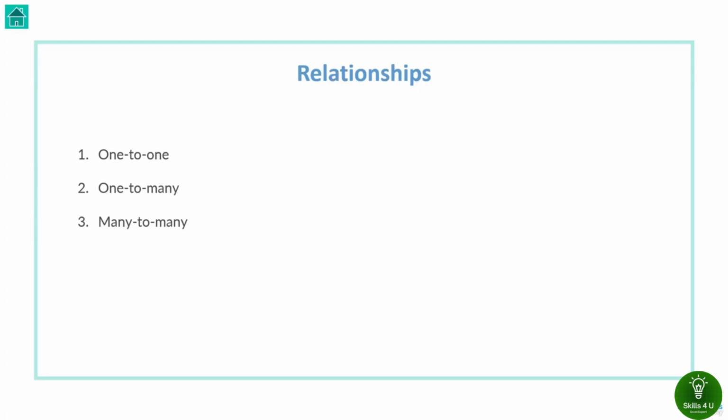Types of relationships of data types. There are three types of relationships in a database. Number 1, one-to-one. Number 2, one-to-many. And number 3, many-to-many.